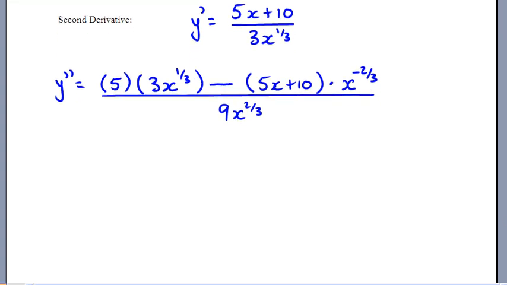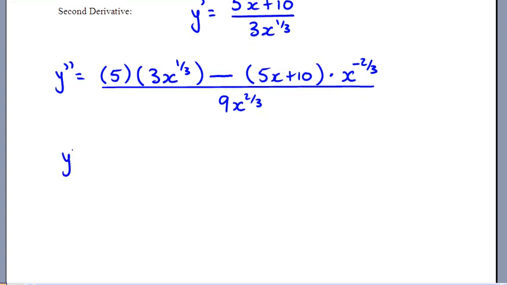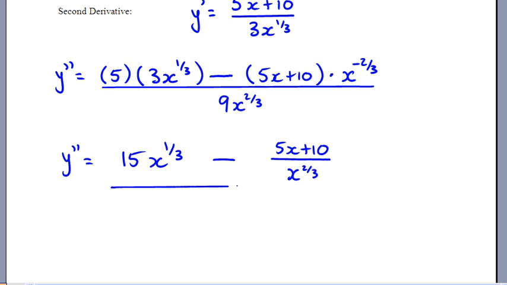Okay, I just want to rewrite this to show you how bad it actually is. This second derivative, we would have a 15x to the 1/3. Okay, that's not so bad. But then here, you'd have minus. This 5x plus 10 is just trying to mind its own business. And then this x to the 2/3 just went running downstairs. But it can only get underneath the 5x plus 10. It can't get over to where that 15 is. And then all of that is sitting on top of 9x to the 2/3.